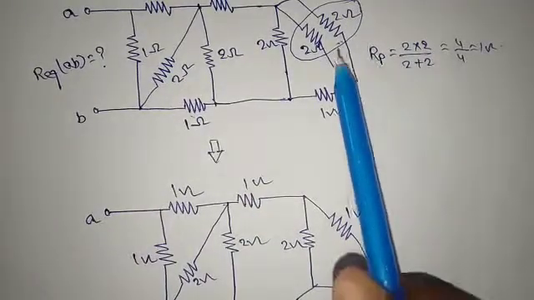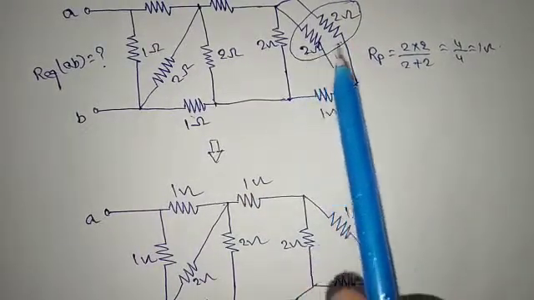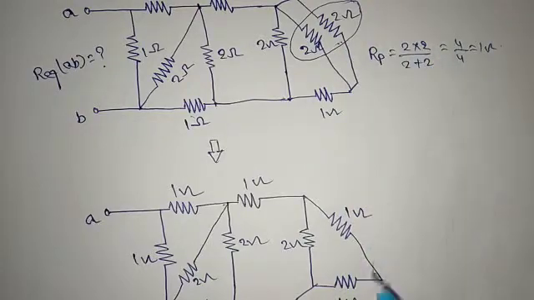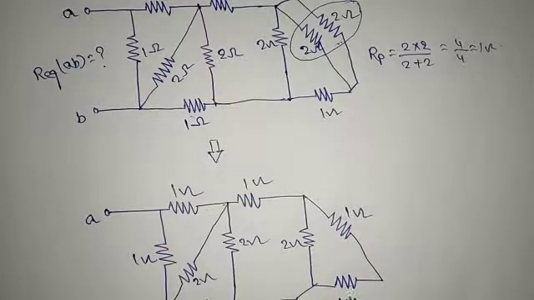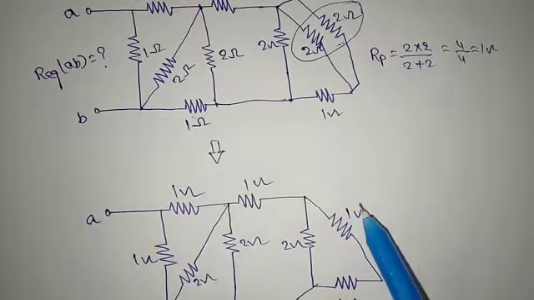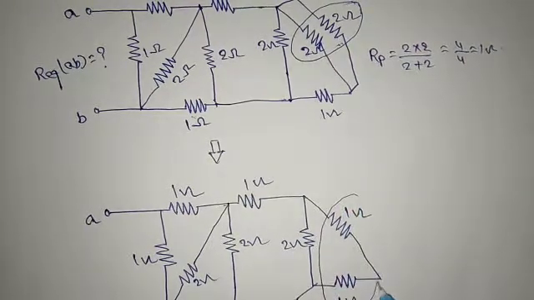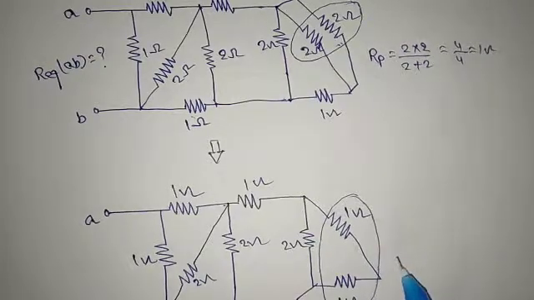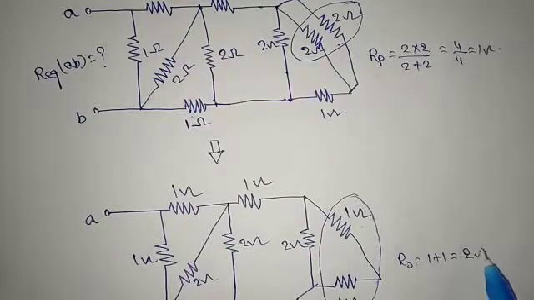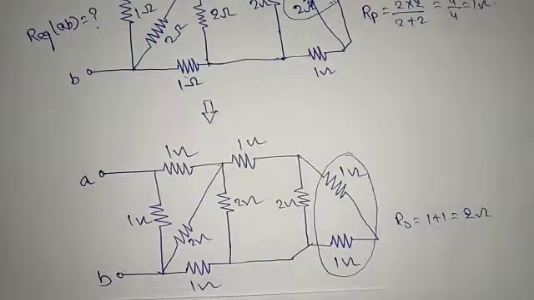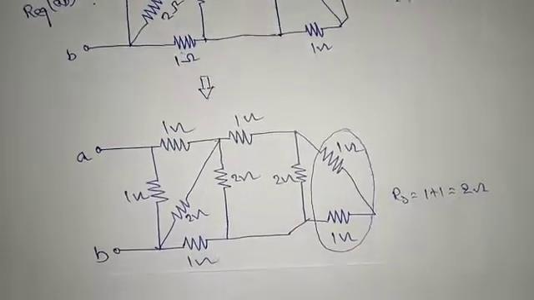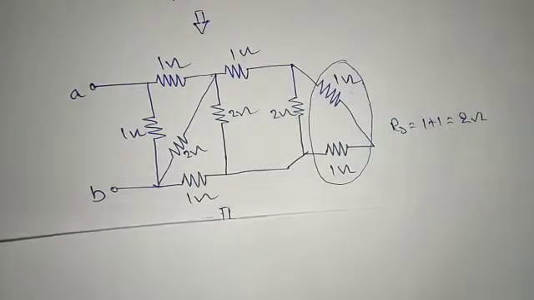Whenever you solve the 2 ohms and 2 ohms in parallel, again we get the value of 1 ohm. So we have written the 1 ohm here, and after that we have redrawn, and 1 ohm and 1 ohm are in series. So Rs is equal to 1 plus 1 is equal to 2 ohms, because this is in series. Again after that we have to redraw the circuit. We must not skip any step; we have to go step by step.